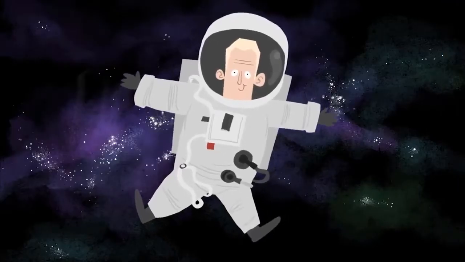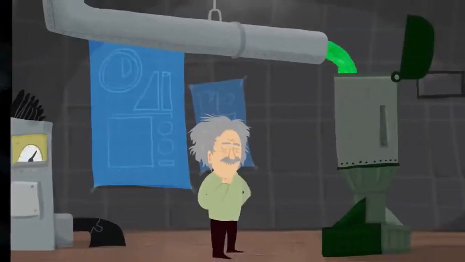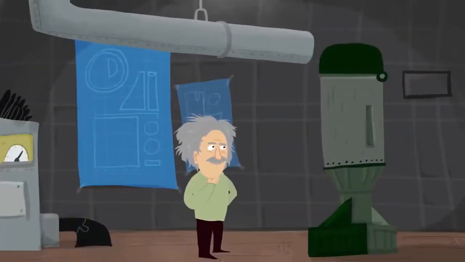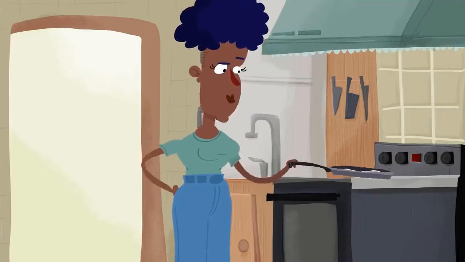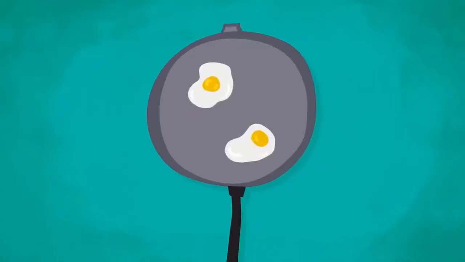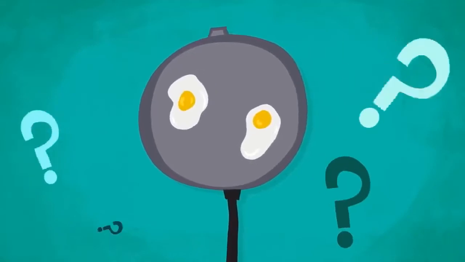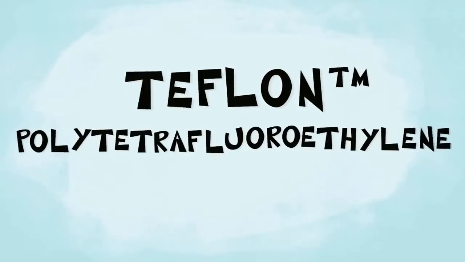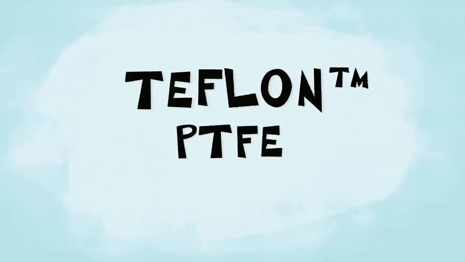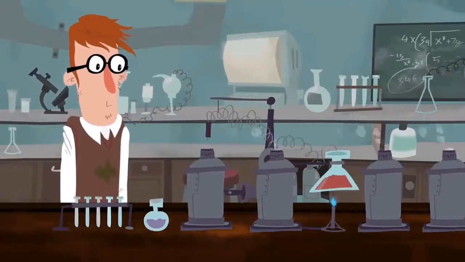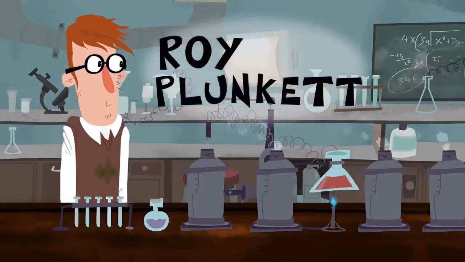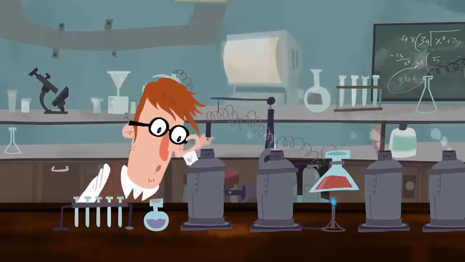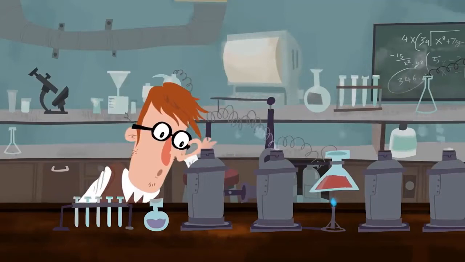Teflon was in the spacesuits the Apollo crew wore for the moon landing, in pipes and valves used in the Manhattan Project, and maybe in your kitchen as the non-stick coating on frying pans and cookie sheets. So what is this slippery solid, and why doesn't anything stick to it? Teflon is a brand name for polytetrafluoroethylene, or PTFE. It was stumbled upon accidentally in 1938 by a 27-year-old American chemist named Roy Plunkett, while he was trying to develop a non-toxic refrigerant fluid for DuPont, a chemicals company.